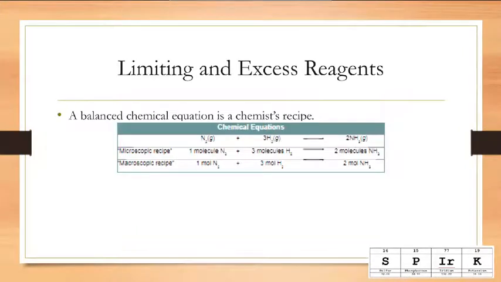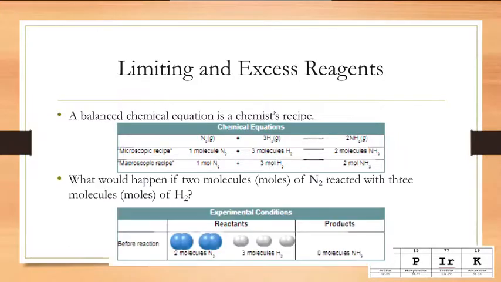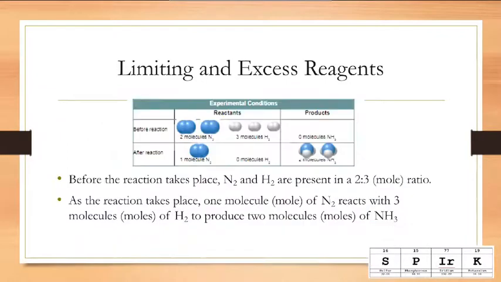So a balanced chemical equation is like a chemist's recipe. Here we have 1 molecule of N2 plus 3 H2 yields 2 NH3 molecules. So what would happen if 2 molecules of N2 reacted with 3 molecules of H2? Before the reaction takes place, N2 and H2 are present in a 2 to 3 mole ratio, and we know that from our balanced equation. And as the reaction takes place, 1 mole of N2 reacts with 3 moles of H2 to produce 2 molecules of NH3.